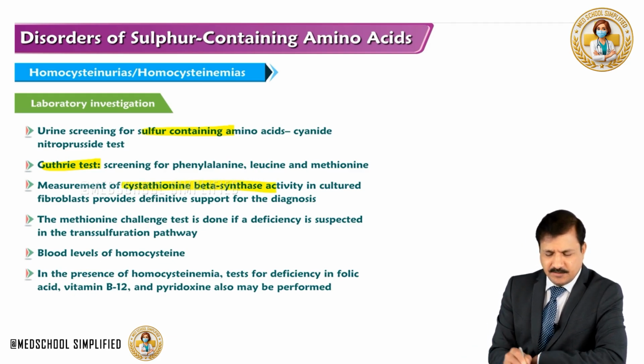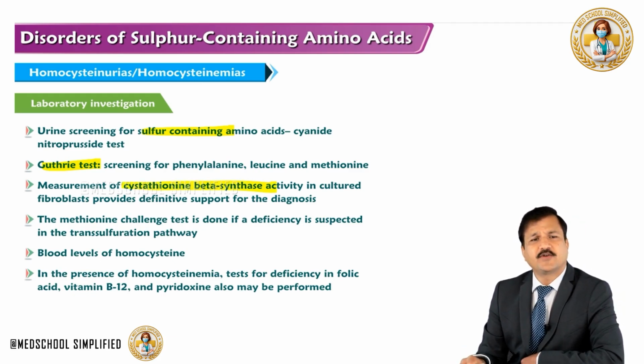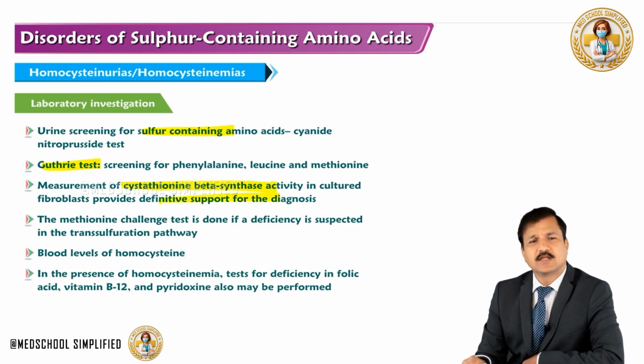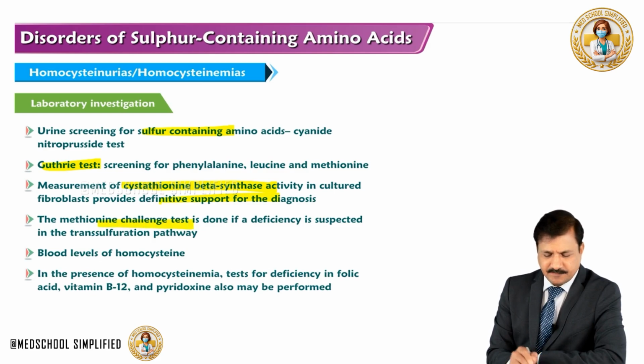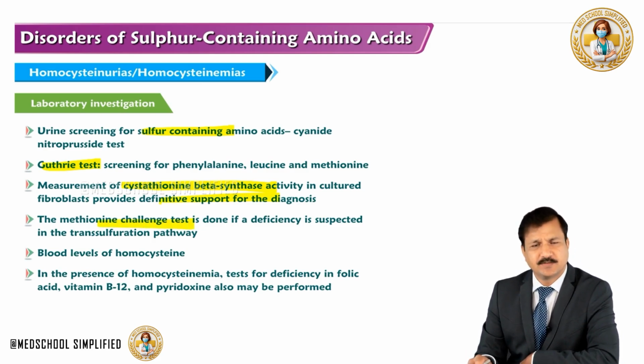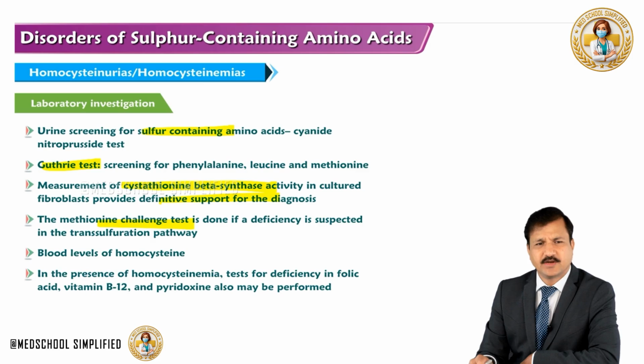Measurement of cystathionine beta synthase activity in cultured fibroblasts provides definitive support for the diagnosis. The methionine challenge test is done if a deficiency is suspected in the transsulfuration pathway. That means whenever methionine is supplemented, the increase in cysteine cannot be seen because the transsulfuration pathway is affected.